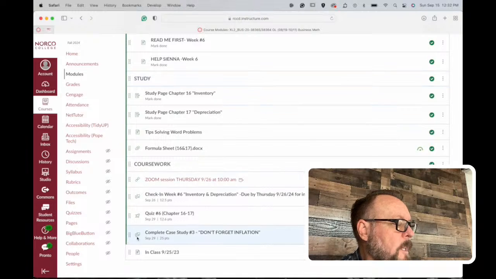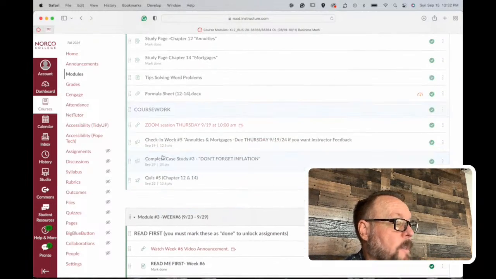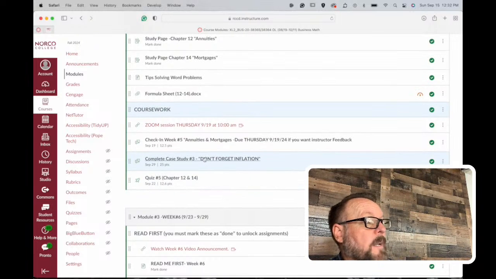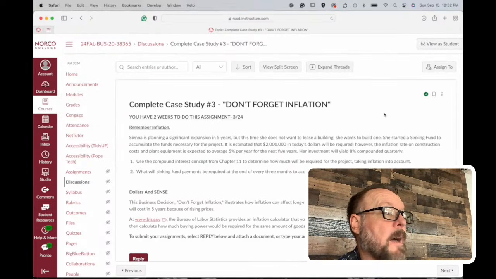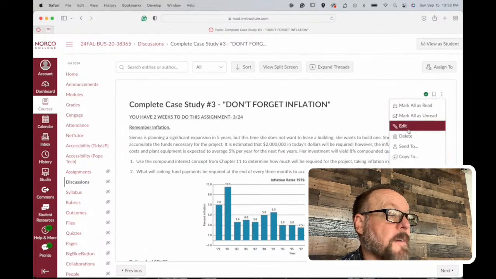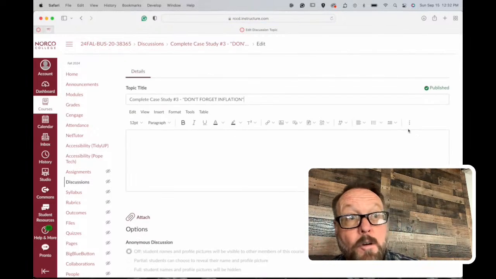And then you have your third case study that starts this week. I'll be grading those from last week as well. And this one is do not forget inflation. So you need to figure out how much you're going to need in the future. You need to figure out how much inflation is going to be needed to be added to that. And now you're going to get a new amount for your future.